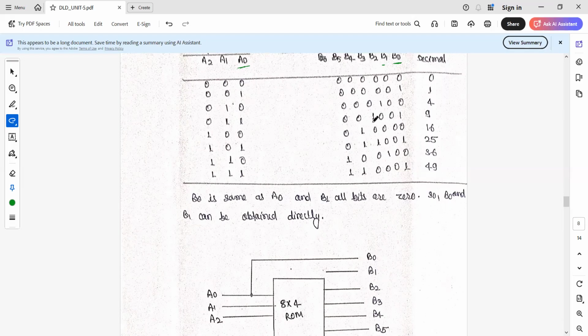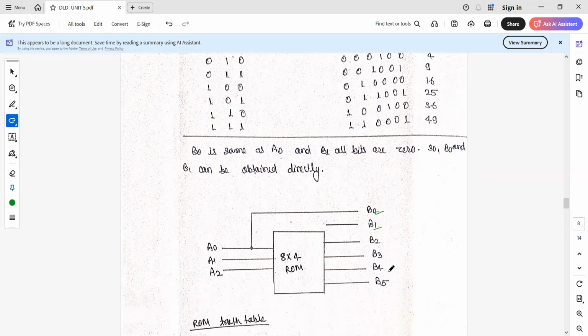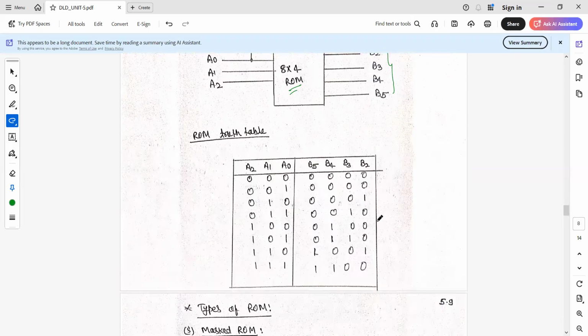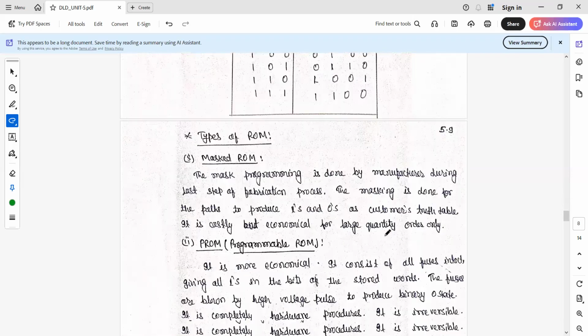So here, if you see that B0 and B1 are the bypass, they are not included in the ROM. So the ROM is designed here with the help of 8x4 size, since only 4 outputs we are going to obtain from the ROM, and these two are direct. So finally we have the ROM truth table here.